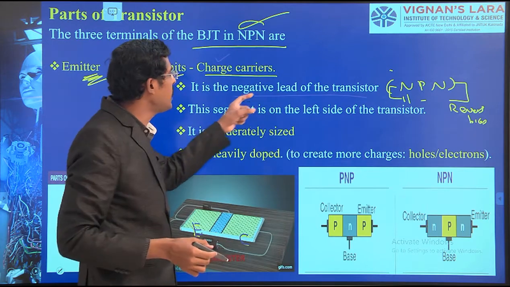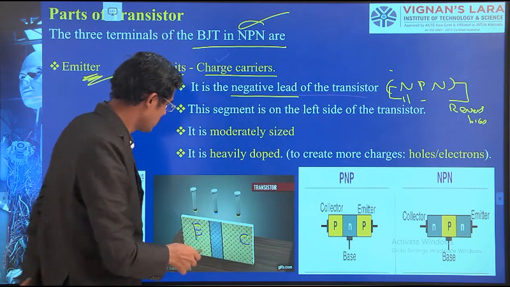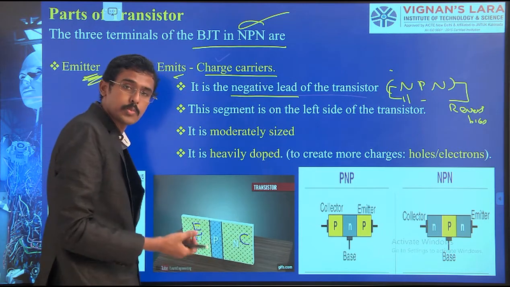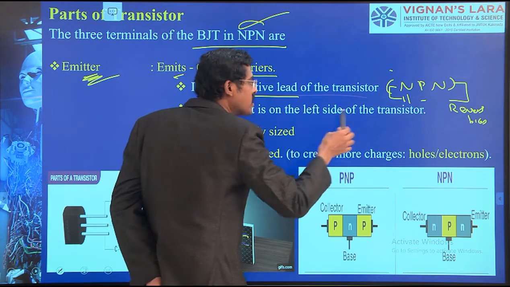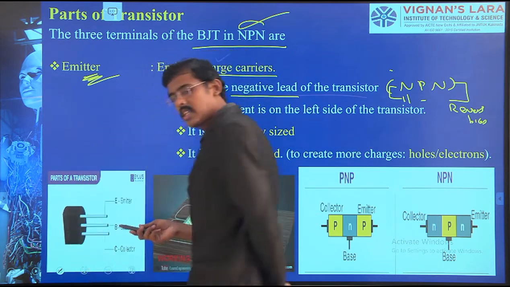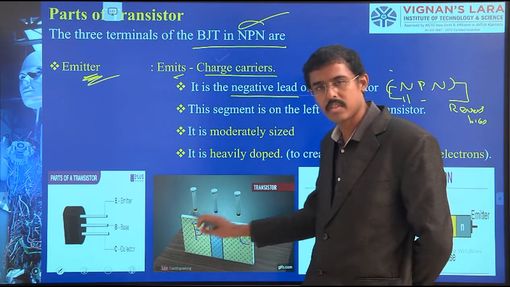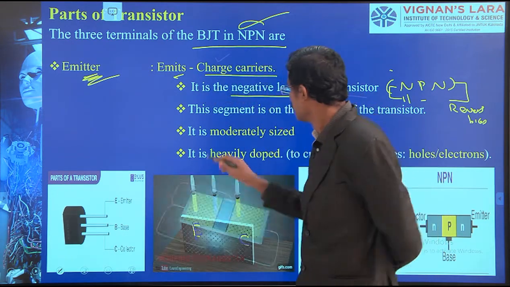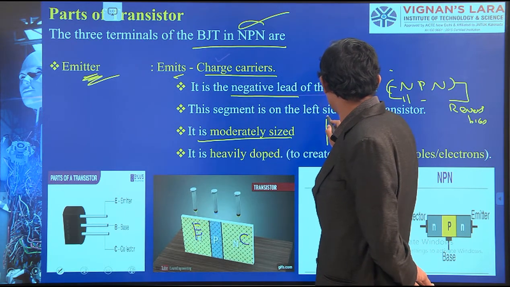It is a negative lead of the transistor. So I am connecting the connection with respect to one side as negative. This segment is on the left side of the transistor. We know on one side we have an emitter, which is on the left side. So this image represents the same at the left side. It is moderately sized, made small and compact.